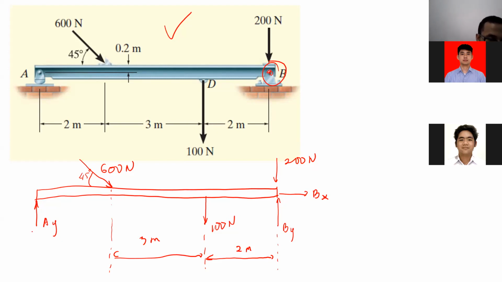And then from here to here is another 2 meters. And half of the thickness of the beam is 0.4 meter from the middle. From the middle to the top, the thickness will be 0.2 meter. The pin joint and the roller joint are exactly in the middle.